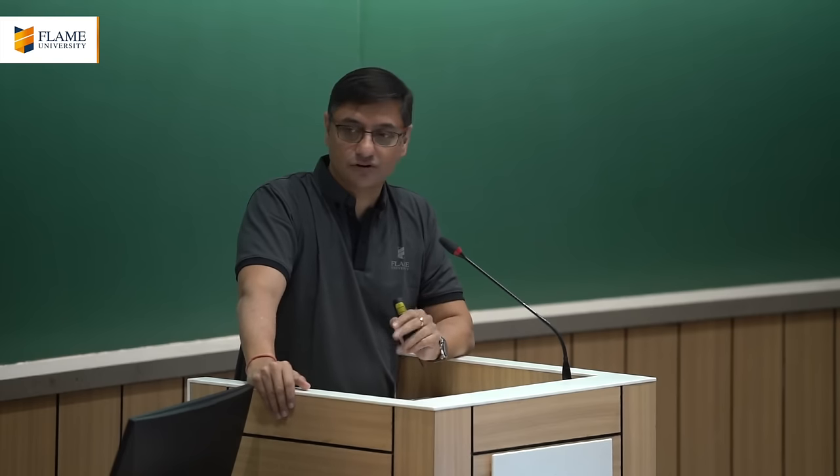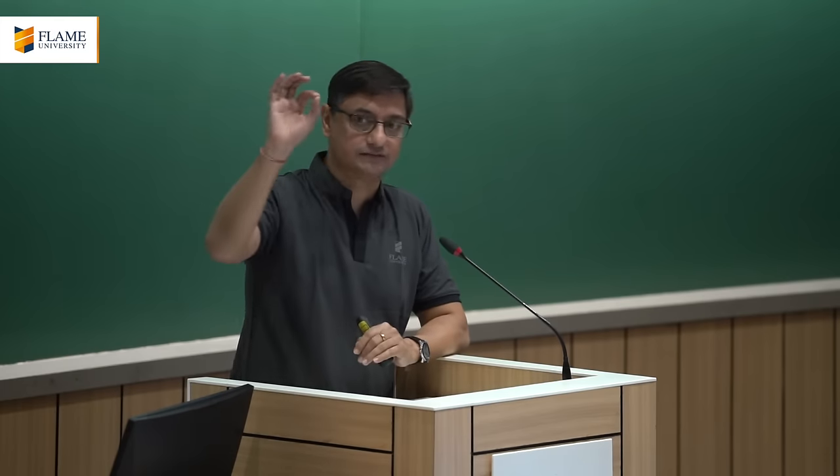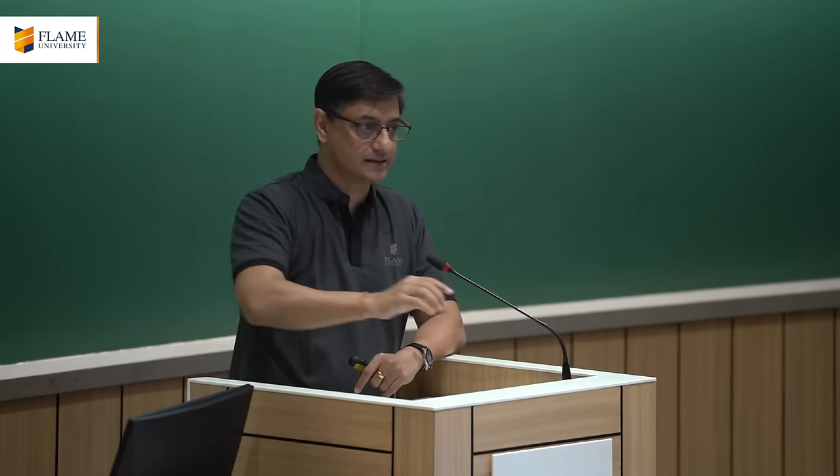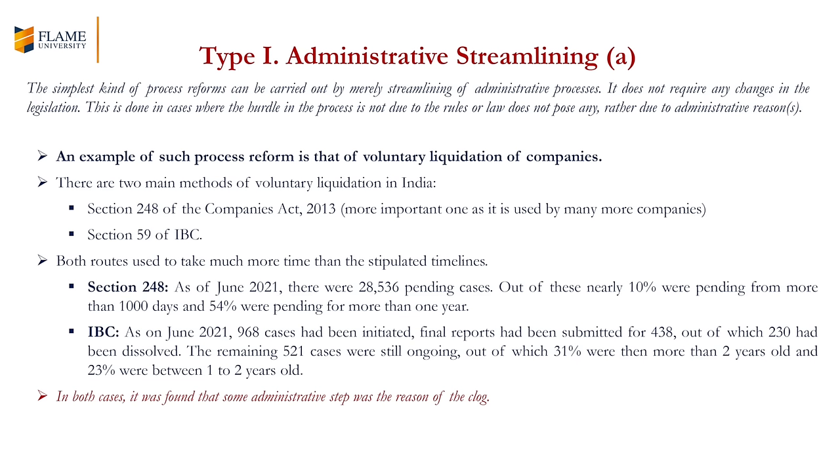So let me take you one by one through the kinds of reforms. So this is administrative streamlining. Now let me tell you, each one of them is something I have personally worked on. And they are live examples. Either they have just been done, or they will be done, or are in the process of being done. So these are not theoretical examples at all. So here is an example of administrative streamlining. This is the simplest kind of process reform, and it's carried out by merely streamlining a process.